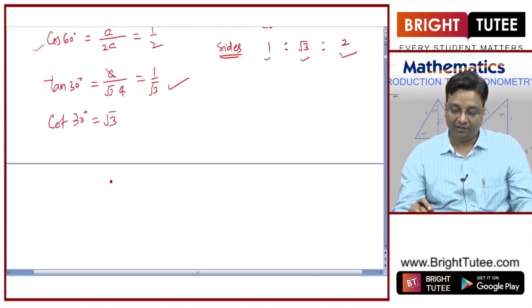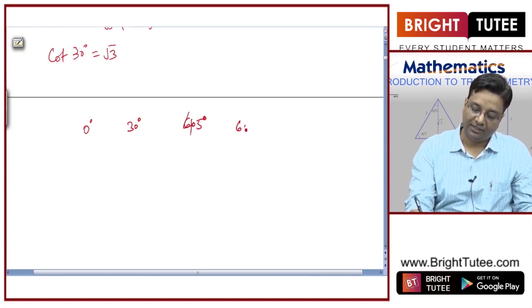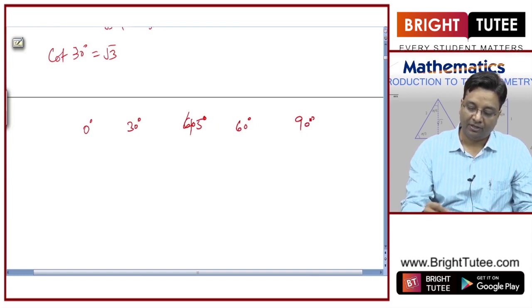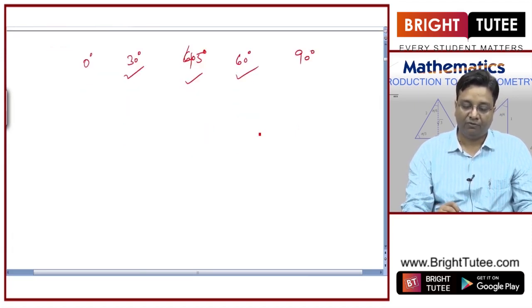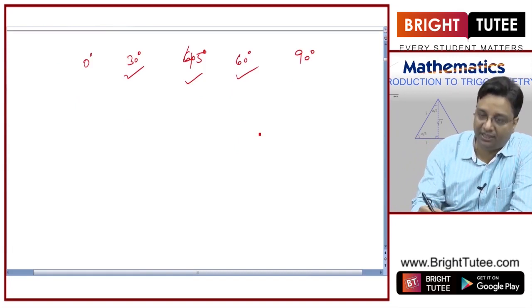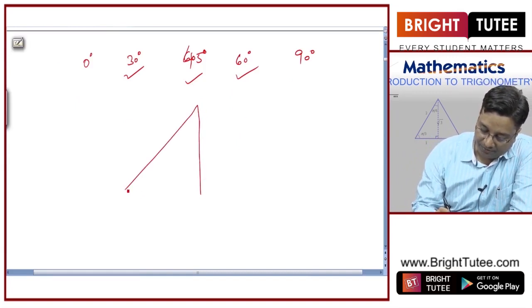So what is left is, we need to find 0 degrees, 30 degrees, 45 degrees, 60 degrees and 90 degrees. We have discussed 45 degrees, we have discussed 30, we have discussed 60 degrees, right. Now we will talk about 0 degrees and 90 degrees. These are special cases. First of all, let's discuss sine 0.